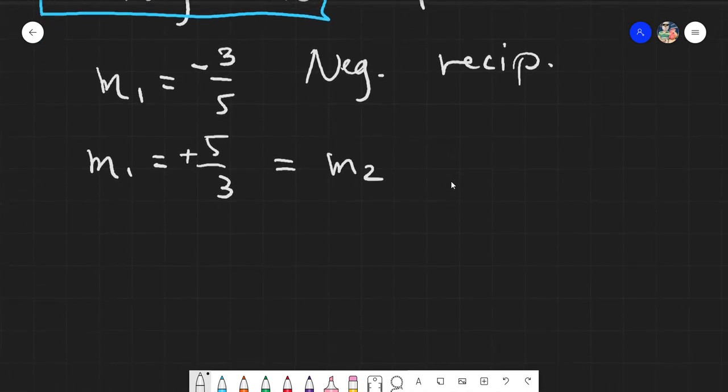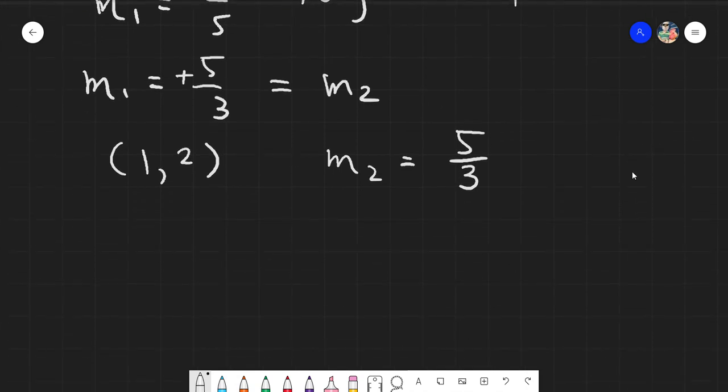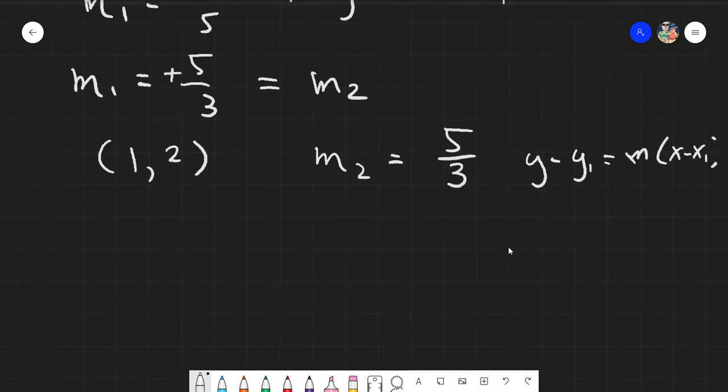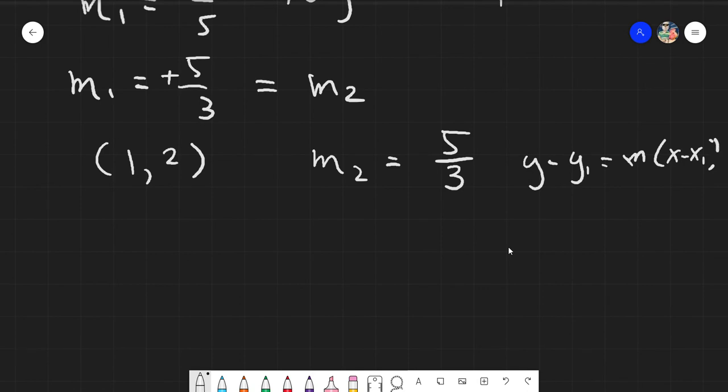So now, we can find the perpendicular line, because we have the point (1, 2), and we have m sub 2 being 5 over 3 for the perpendicular line. So what we need to do is simply substitute into y minus y sub 1 is equal to m times x minus x sub 1. Let me move that a little bit. Okay, there you go.